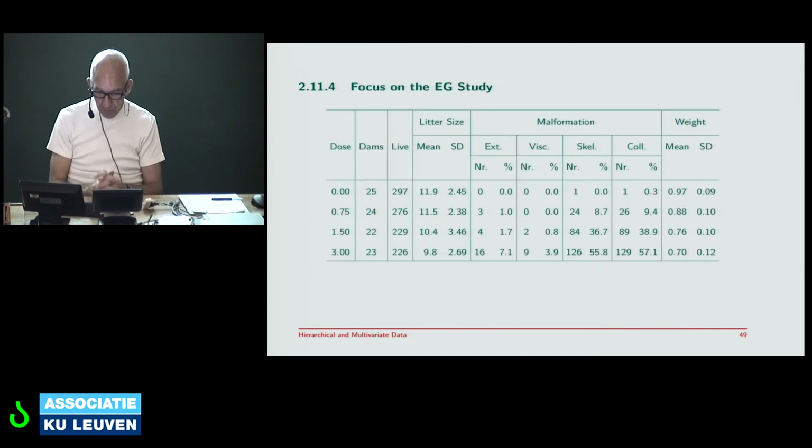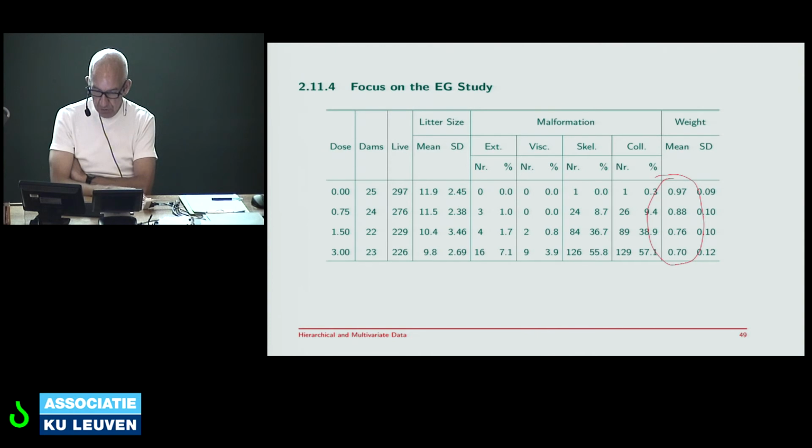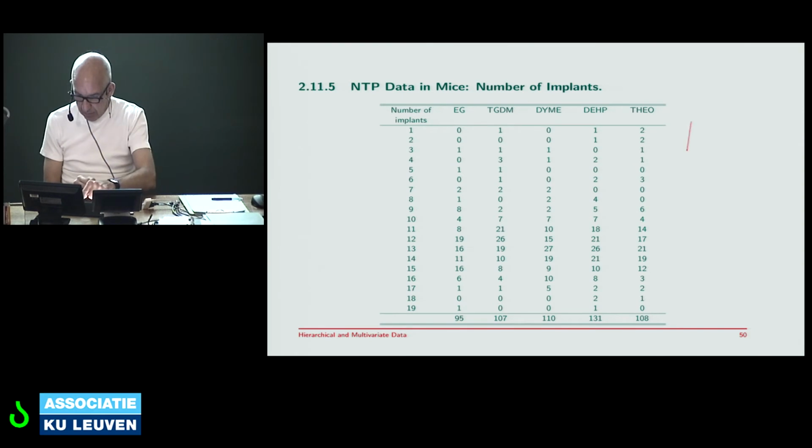So if we focus further on the EG study and add one more thing, the weight variable, then you see that the weight variable here has an average of nearly 1 in the lowest dose group, and then only 0.70 in the highest dose group. So you do see a decrease in the weight group. Okay. So then we have the percentages that come down. We saw that before. Good. The number of implants. The number of implants, remember, that's MI.